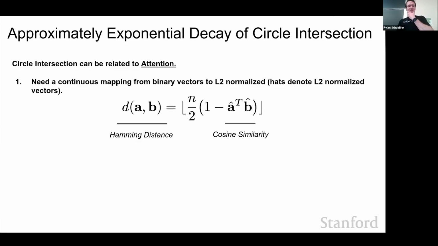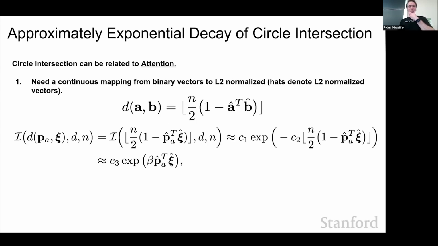Okay, so the two things that you need for this circle intersection and the exponential decay to work, to map it to attention, is you need some notion of continuous space. And so you can use this equation here to map Hamming distances to discretized cosine similarity values, where the hats over the vectors are L2 normalizations. And you can then write the circle intersection equation on the left as this exponential with these two constants that you need to learn, and then rewrite this by converting C2 into a beta coefficient.